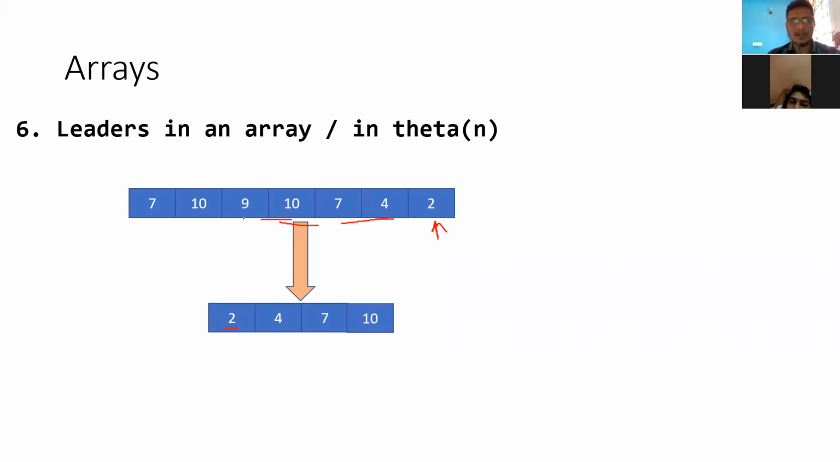Now compare 10 and 9. 9 is not greater, so don't do anything. Compare 9 and 10. It is not greater, so don't do anything. Compare 10 and 7. Again, it is not greater, so don't do anything. So these are the leaders, right? That is what you can do, and this will be achieved in theta of n.